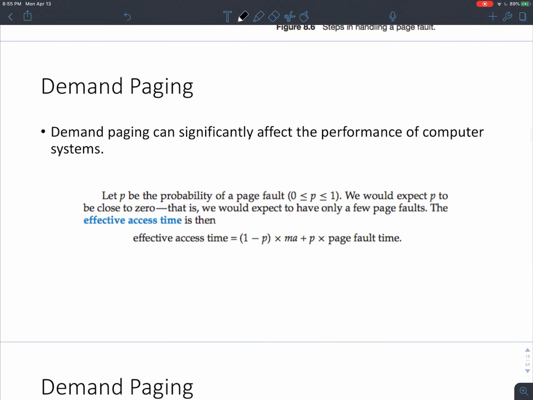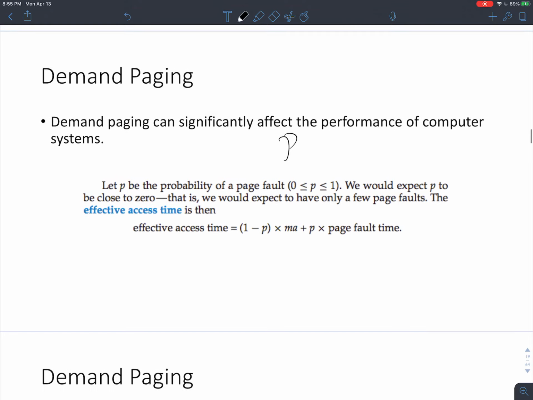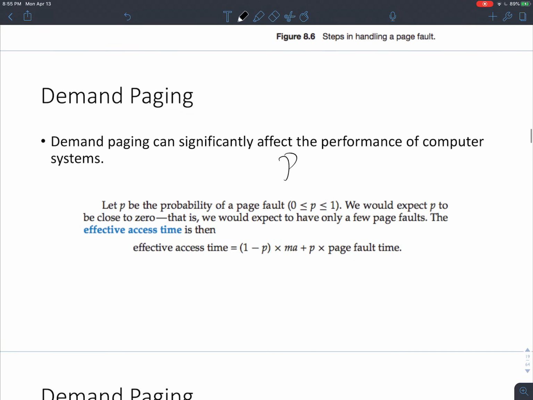Here we have a formula to help us calculate the effective access time of a page. For example, within a program, the probability of getting a page fault is p, and with this likelihood there is a page fault. If a page fault happens, we definitely need to do something called page swapping, which takes time, and the time to do it is called page fault time.